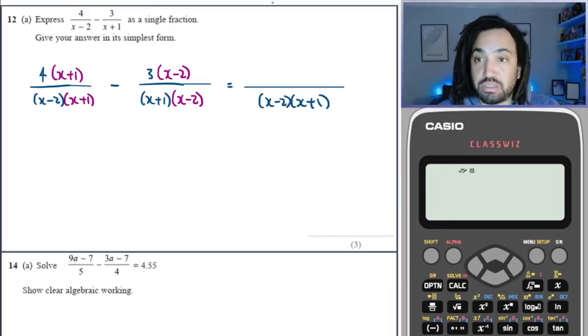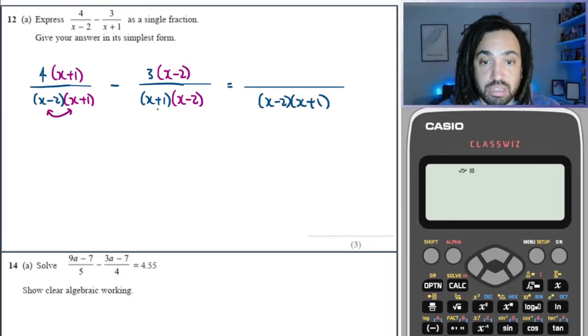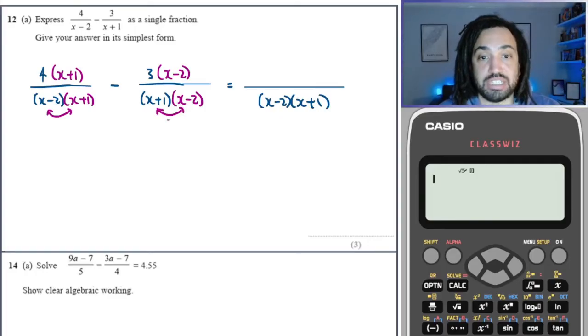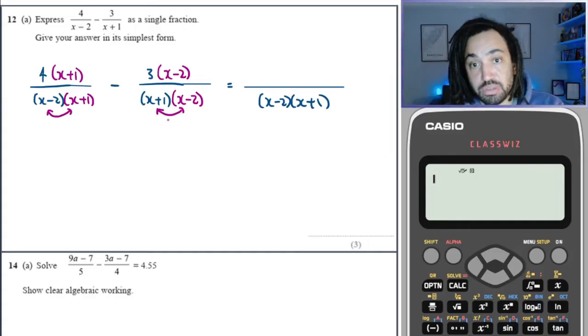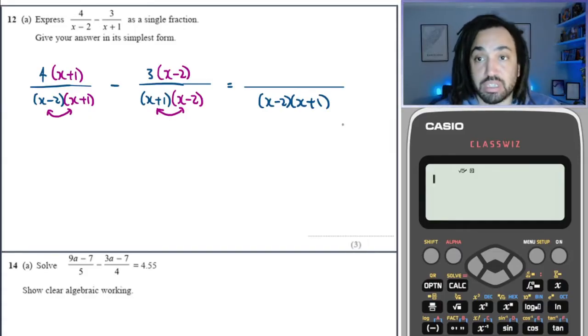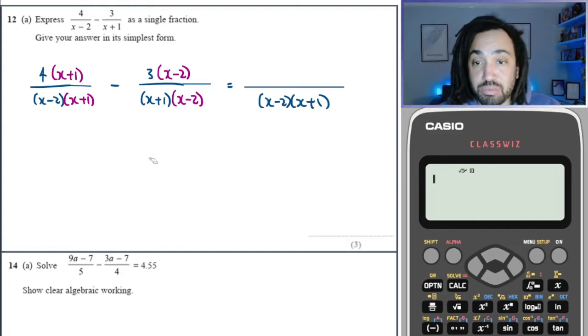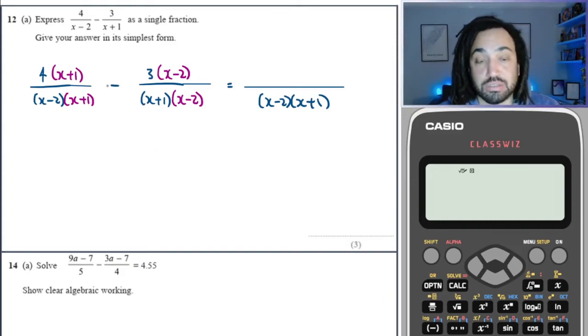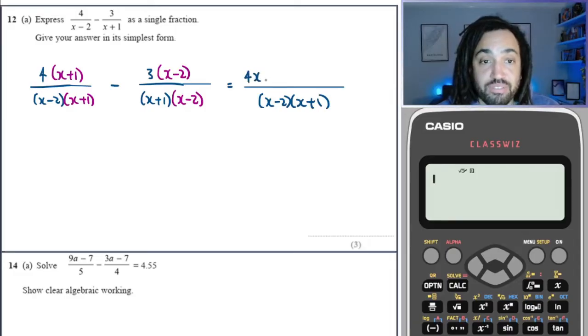Of course, I've written them in a different order, but because we're timesing these two things together, it doesn't matter which way round. So you could write x plus 1, x minus 2, or you could write x minus 2, x plus 1. It wouldn't make a difference. But they are the same, which is important, which means now we can add, or in this case actually subtract the numerators. So multiplying out gives me 4x plus 4.